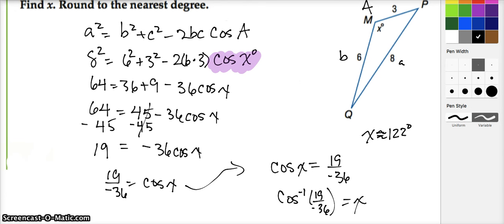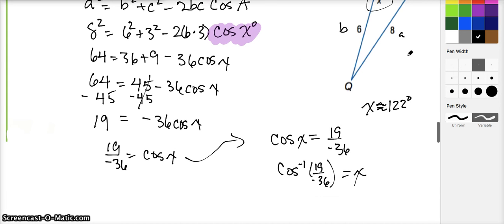Let's make our wavy lines. And notice this is a pretty big angle, and it's across from the side that is the greatest. Seems reasonable that this large obtuse angle could be 122 degrees.